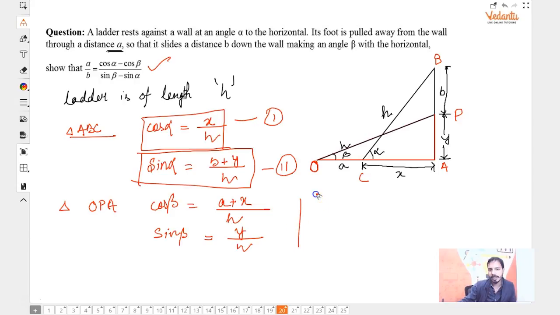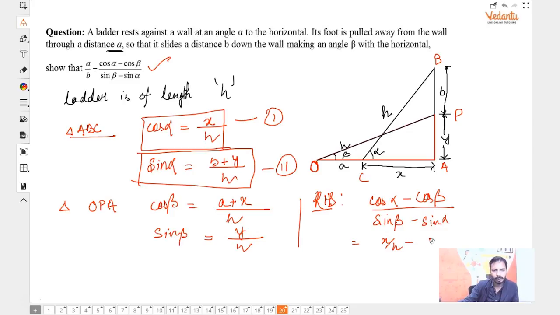So this is it. Now what we will do is we will try to put these values in this particular equation. Let me take the right hand side. What is given in the right hand side? The right hand side is given as cos of alpha minus cos of beta by sine of beta minus sine of alpha. Now let me put these values. So what will I get? x by h minus cos of beta, that is a plus x by h, right?